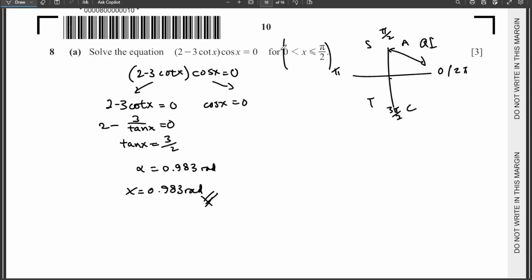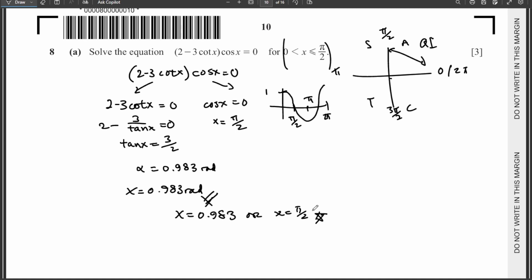Now for the second one, cosine x equals 0, does this have a solution within the first quadrant? Cosine starts from 1 and it goes to 0 at pi over 2, and then it goes to negative, the minimum at pi, and it goes back up at 2 pi. Alright, so the solution for this will be x is pi over 2. So altogether, only two solutions: x equals 0.983 or x equals pi over 2. Two solutions only.